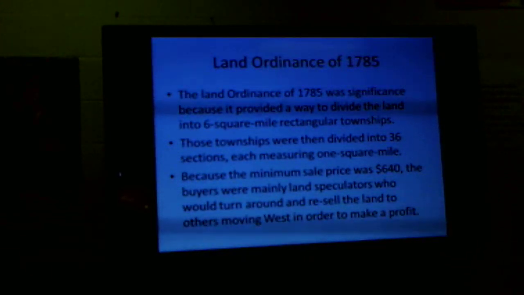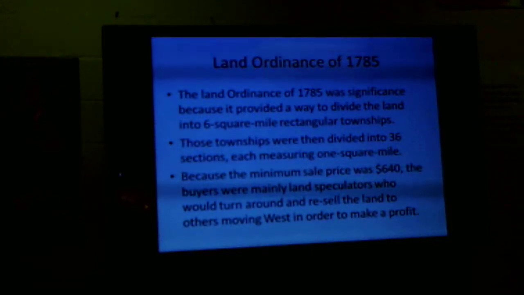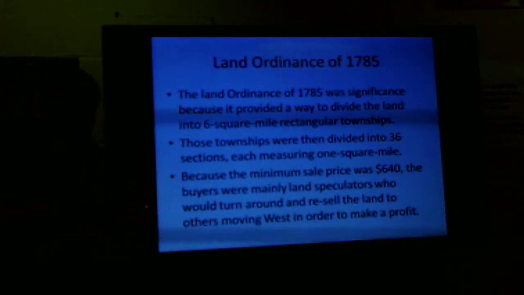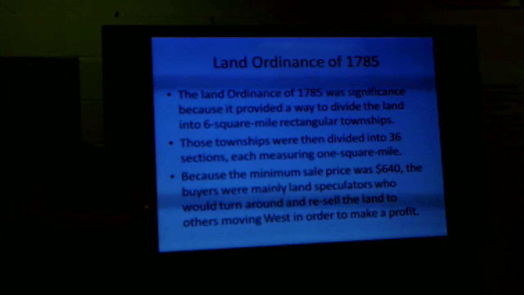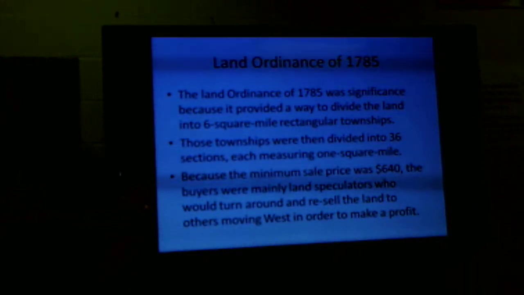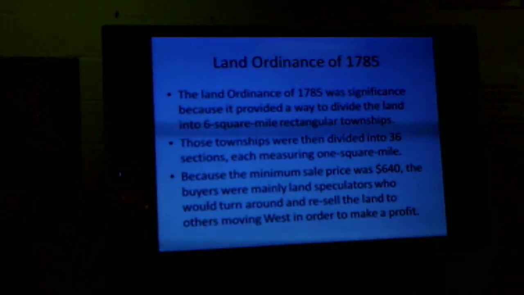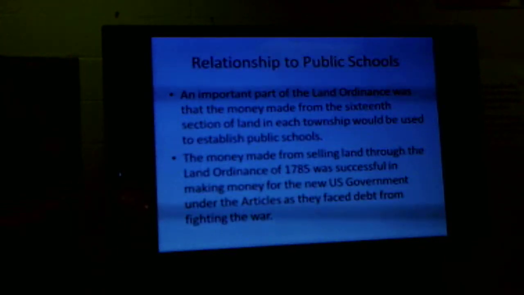Because the minimum sale price was $640, the buyers were mainly land speculators who would turn around and resell the land to others moving west in order to make a profit. So it's kind of like scalpers who will buy a ticket to a game kind of cheap, but then the day of the game they sell it really expensive to make money off of it. That's what a lot of people were doing with these little square mile pieces of property to make money off of it.